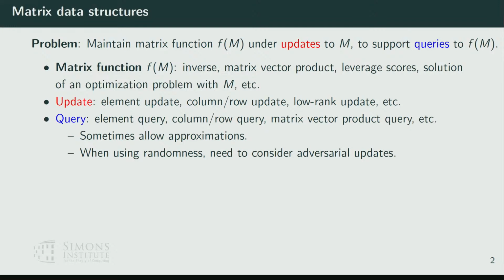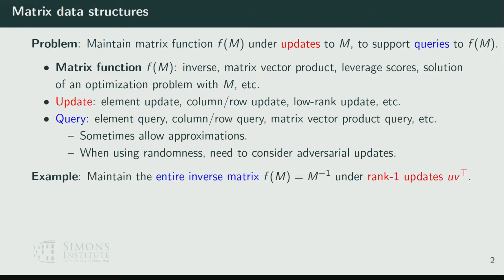And these two are recurring themes when people are constructing data structures. Okay, so now let me first give you a very, very simple example of one matrix data structure. We just want to maintain the entire inverse matrix of our matrix M under rank 1 updates of the form UV transpose. So what should we do? If we do it naively, in each iteration we just recompute the inverse, and that would take n to the omega time, where omega is the fast matrix multiplication exponent.